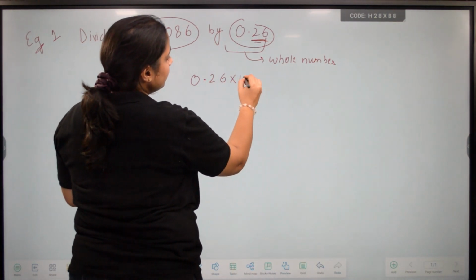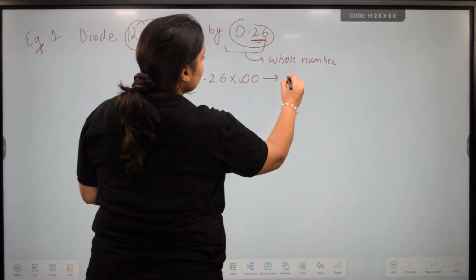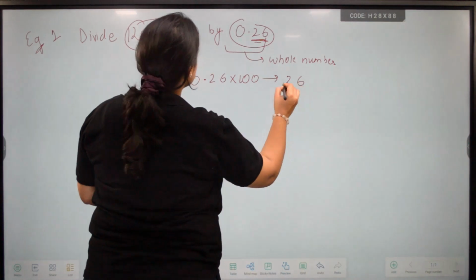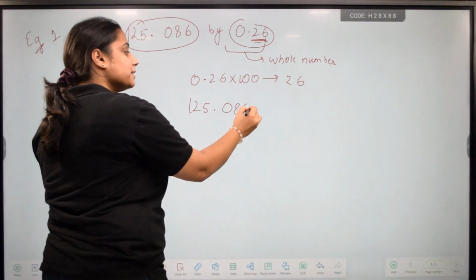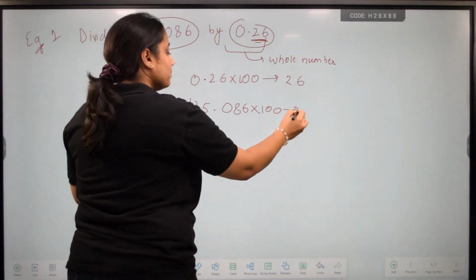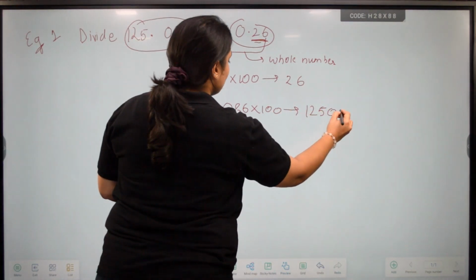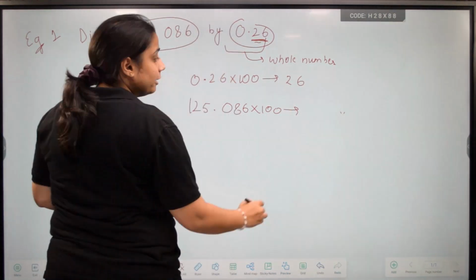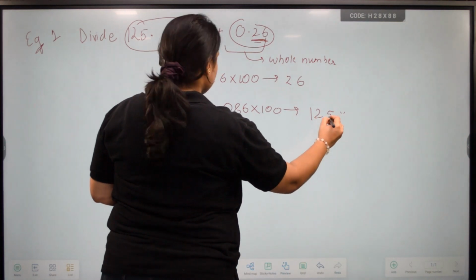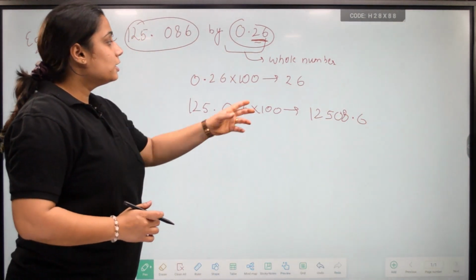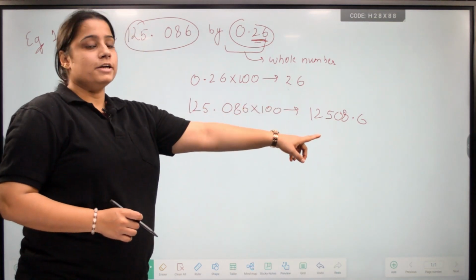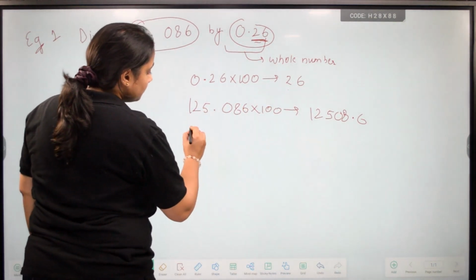So 0.26 into 100 will become 26, and 125.086 into 100 will become 12508.6. So this is the divisor and this is the dividend. Now divide the number.